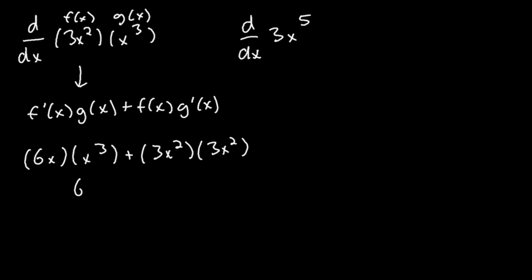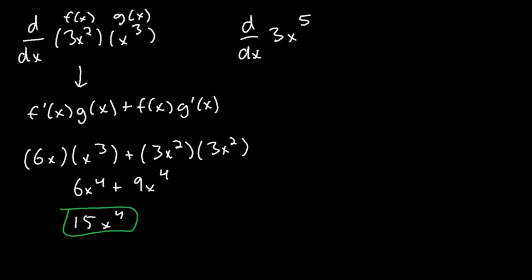Well, if we simplify all this, we get 6x to the power of 4 plus 9x to the power of 4. If you add these together, you get, well, 6 plus 9 is 15. And you can add these two together because the exponents are the same. So you get 15x to the power of 4.